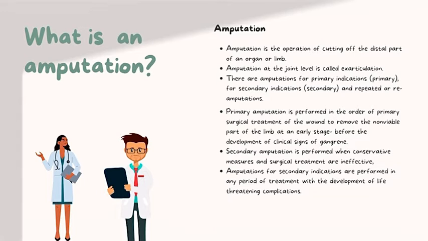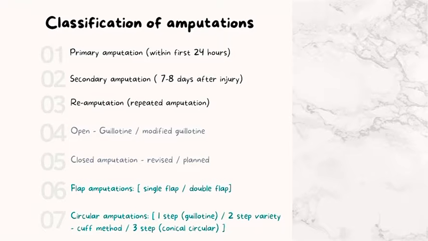A primary amputation is performed in the order of primary surgical treatment of the wound to remove the non-viable part of the limb at an early stage before the development of clinical signs of gangrene. Secondary amputation is performed when conservative measures and surgical treatment are ineffective. Amputations for secondary indications are performed in any period of treatment with the development of life-threatening complications.